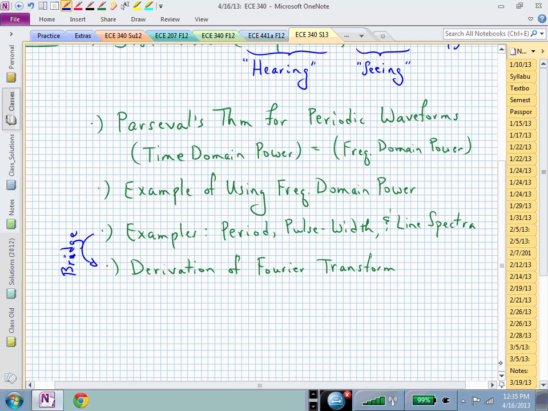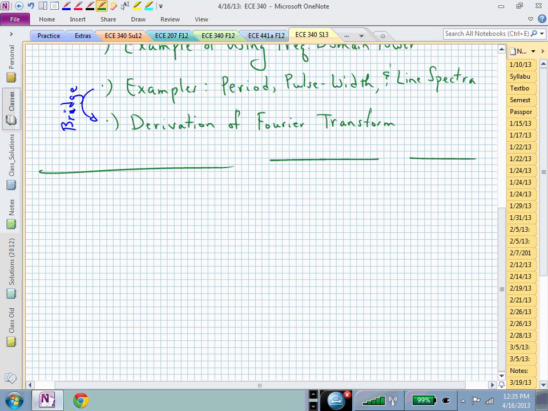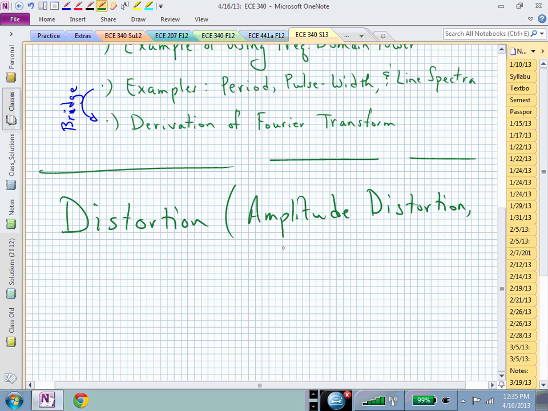What do we want to now start with? Distortion. And this is distortion with respect to signals and not money or anything else. So this is, oh, that wasn't funny, was it? So we now have amplitude distortion and phase distortion. Those are the two that we will investigate.